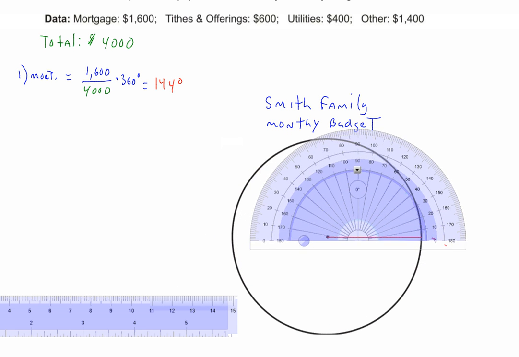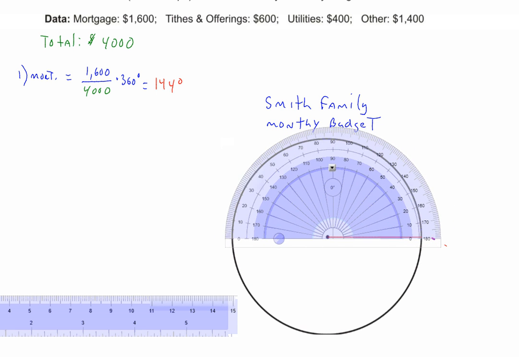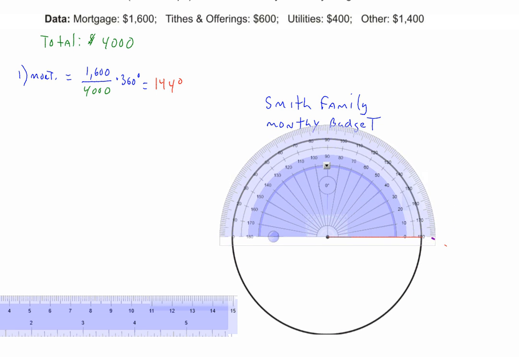Okay, so let me remind you how to use a protractor. Notice how I put the dot right at that intersection. Do you guys see that? In some protractors, it's actually a hole. You see that hole there and the lines?